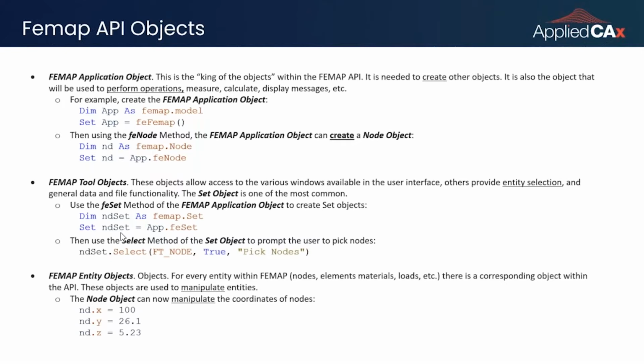There's also tool objects like sets. You might want to create a set of nodes or a set of elements for post-processing. Really, anytime you click on something within FEMAP and put it into an entity selection dialog box, a set is what's collecting those entities in the background. And then there's actual FEMAP entity objects, nodes, elements, groups, views.